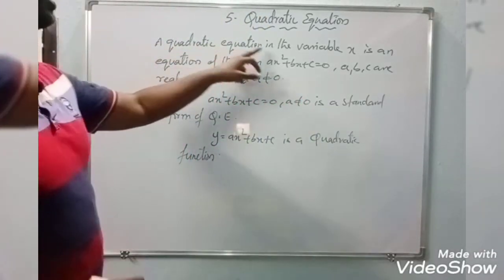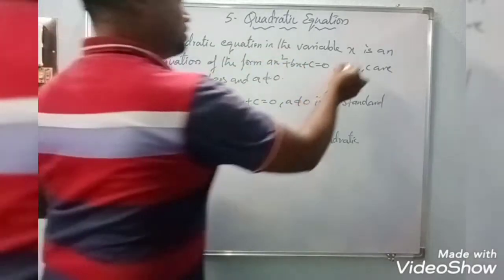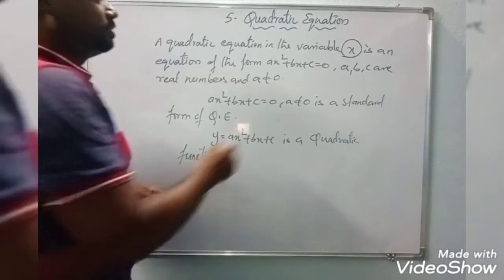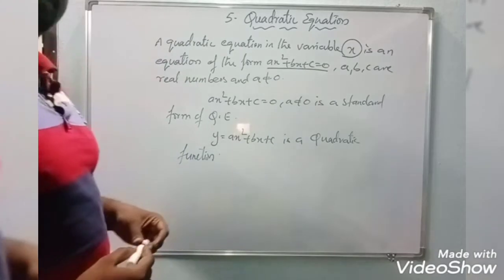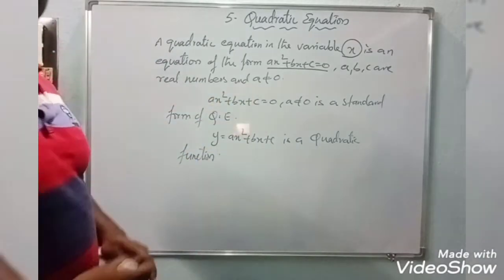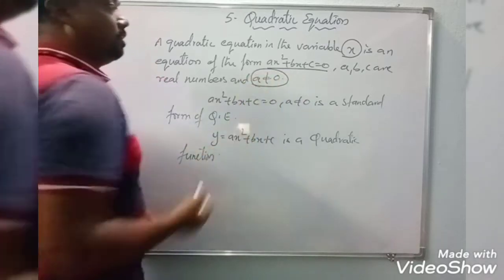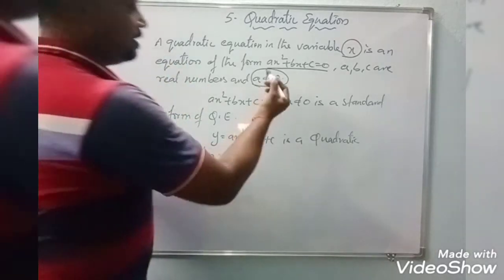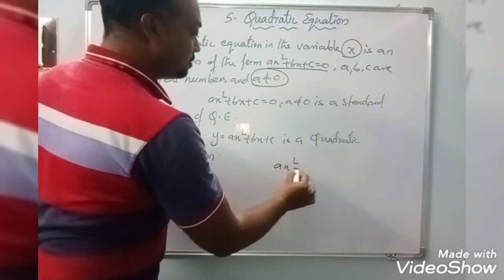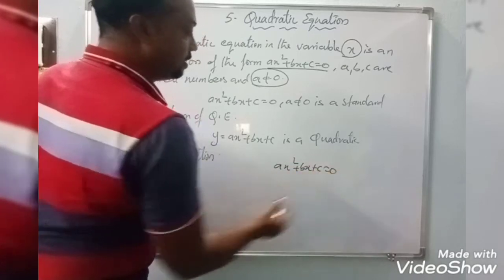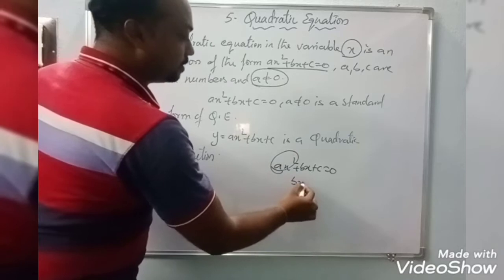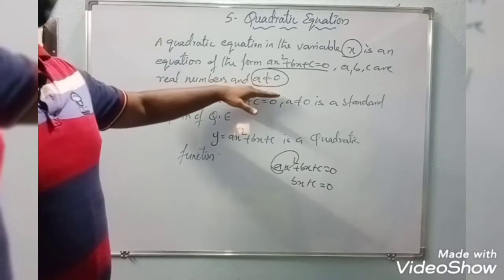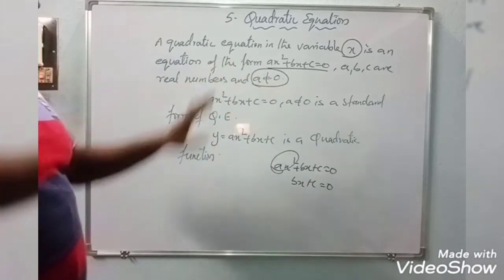A quadratic equation in the variable x is an equation of the form ax square plus bx plus c is equal to 0, where a, b, c are any real numbers and a is not equal to 0. So always you have to remember this condition. If a is not equal to 0, then only it is a quadratic equation. For example, if a is equal to 0, then our equation will not be in the form of ax square plus bx plus c. If the a value is 0, you will get bx plus c is equal to 0, which is nothing but a linear equation. That's why the condition is always that a should not be equal to 0. That we have to remember always.